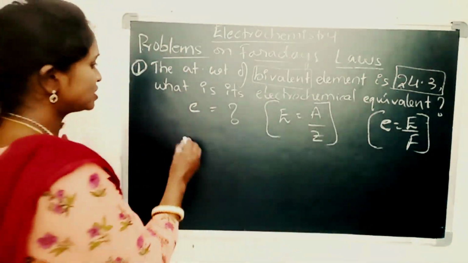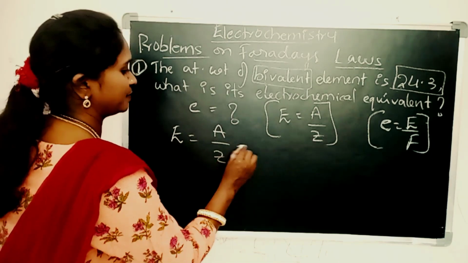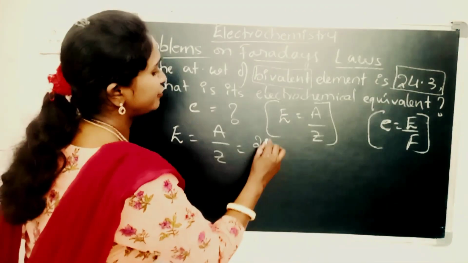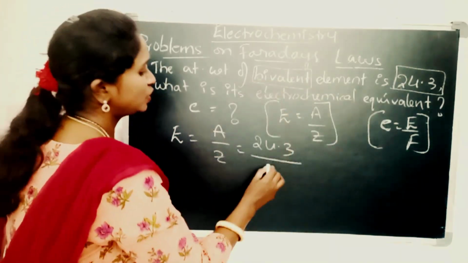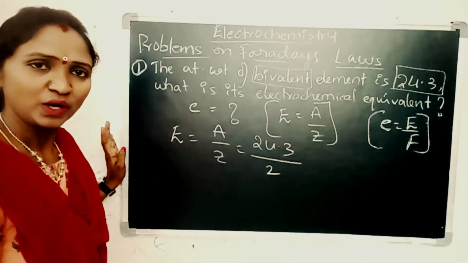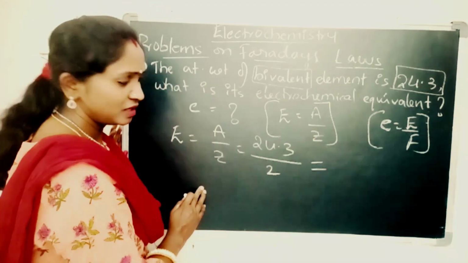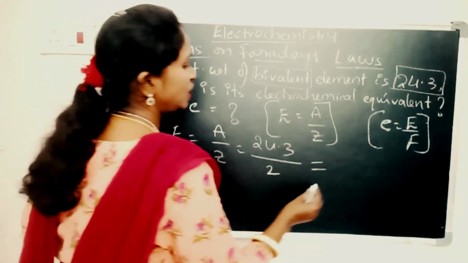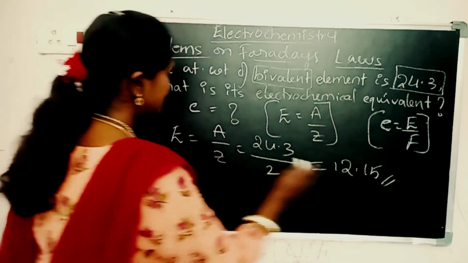So first we can calculate capital E equal to A by Z, that is 24.3 by Z, valency equal to 2. Now we will get the capital E value. So here the value is 12.15.